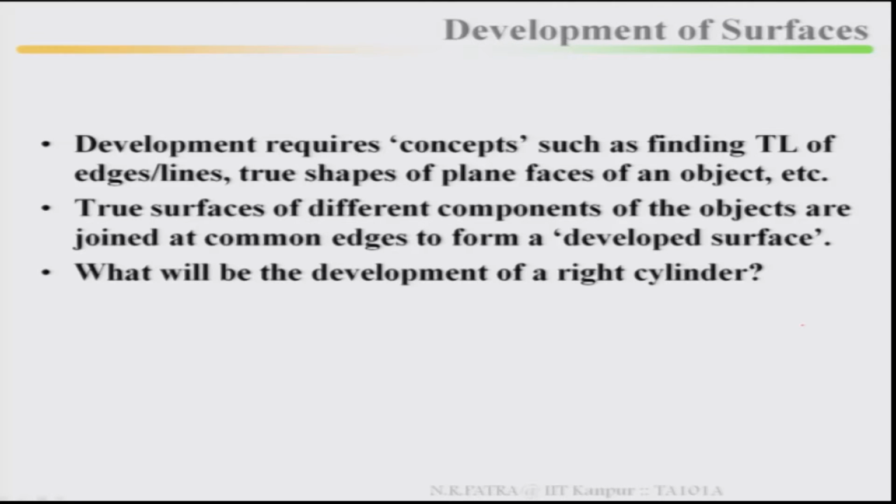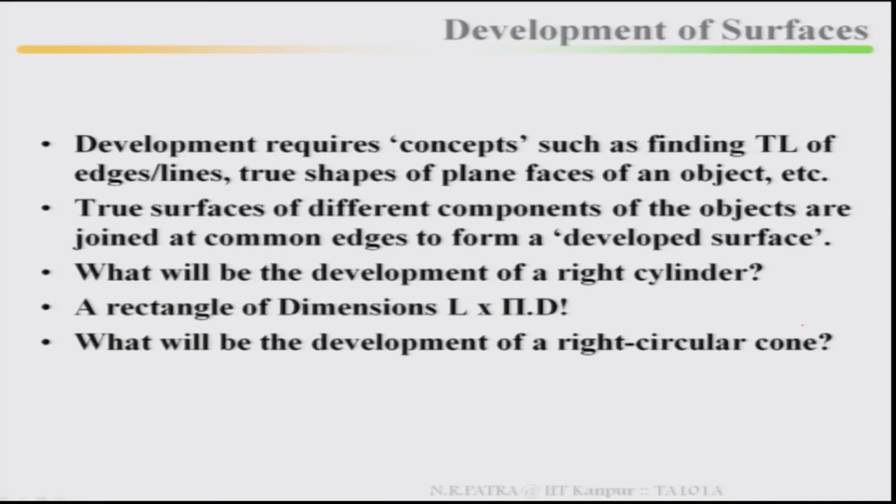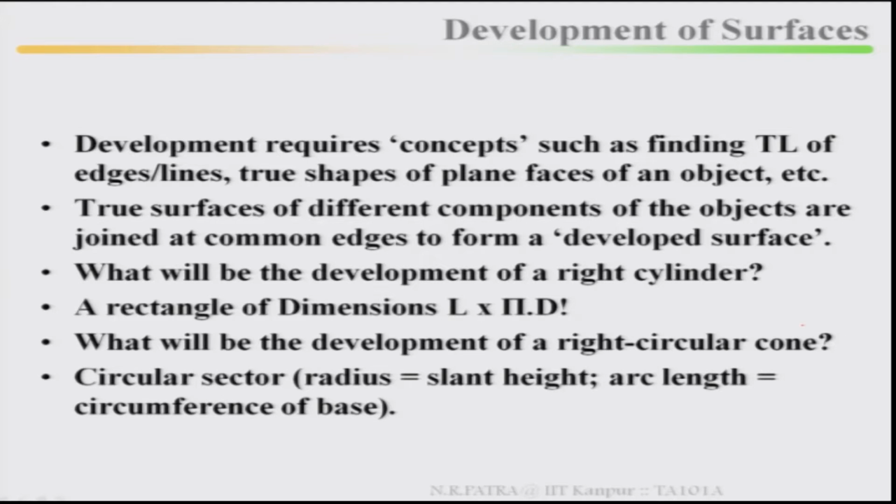What will be the development of a right cylinder? A very simple question. A rectangle of dimension L into pi d, a rectangle of length L and width pi d, which is your perimeter. What will be the development of a right circular cone? A circular sector, radius equal to slant height, arc length equal to the circumference of your base.